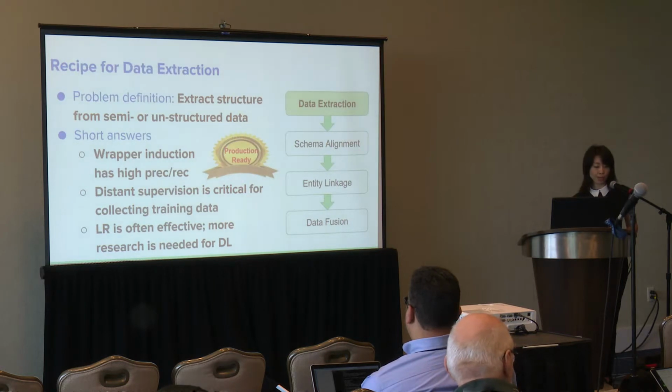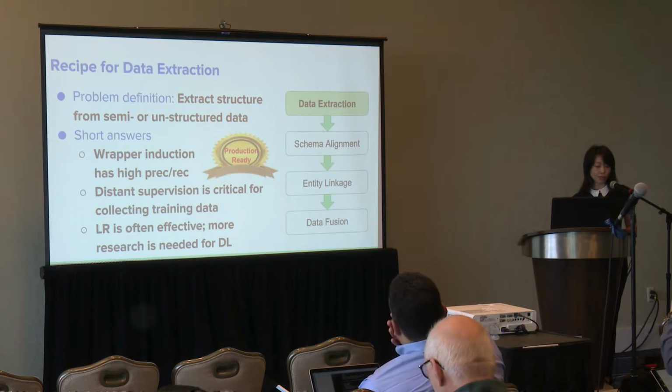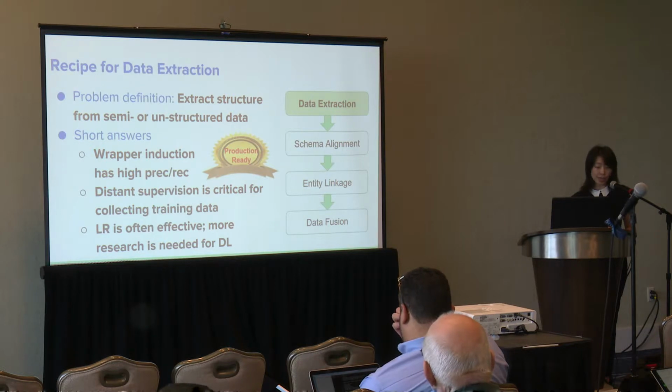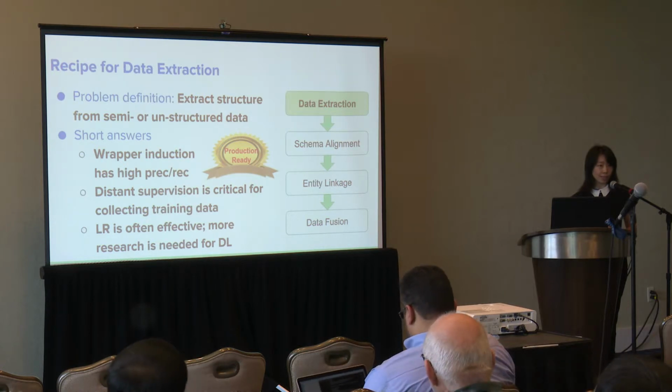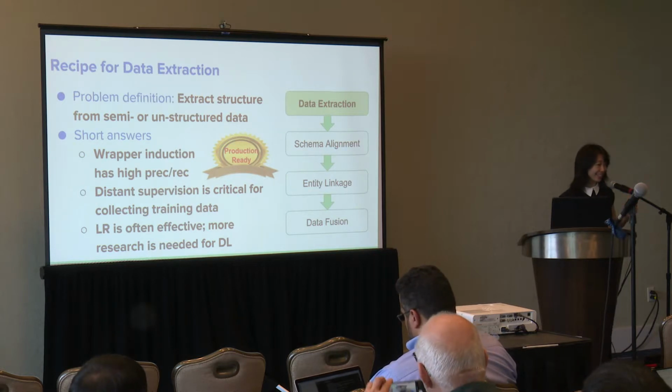Very quick recipe. Data extraction is to extract structure from semi-structured and unstructured data. Wrapper induction has high precision and recall and is production ready. And distant supervision is critical for collecting training data. And logistic regression is surprisingly effective, but more research is needed for deep learning. Okay, next, Theo.